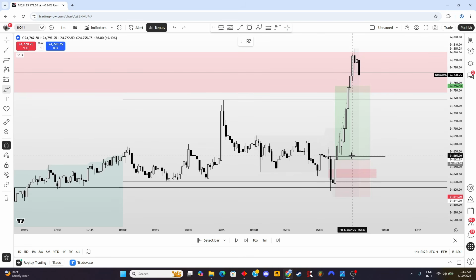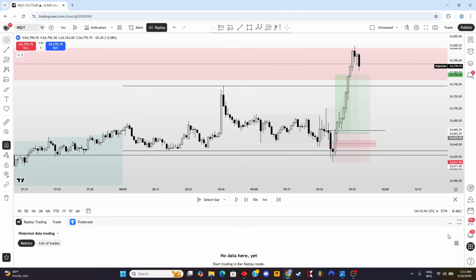No matter what you do, you're gonna experience losing streaks. There's no way to avoid it. No matter how good your strategy is, you're gonna go through it. As long as you stick to your setup, you take 1 or 2 trades max per day, you are gonna be good and making a good amount of money.